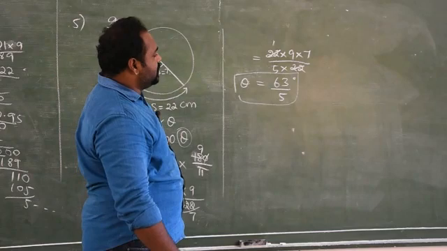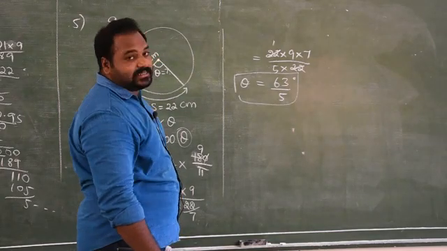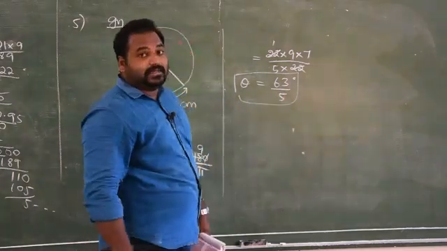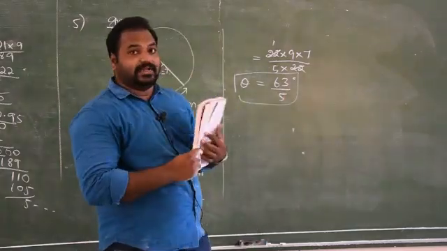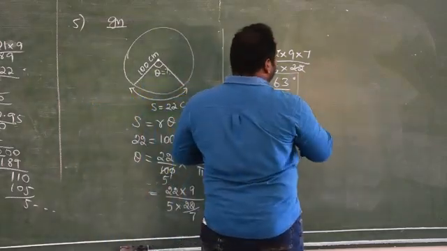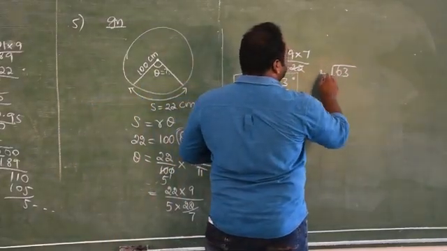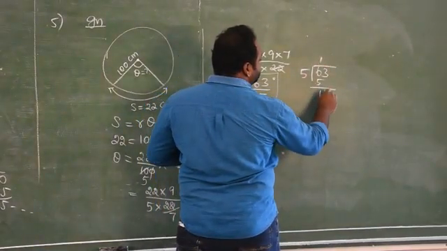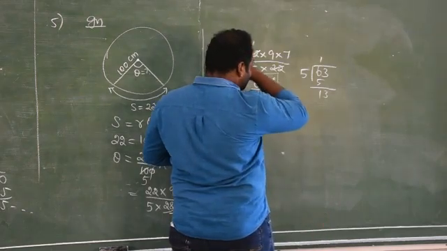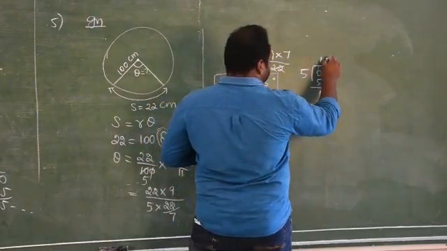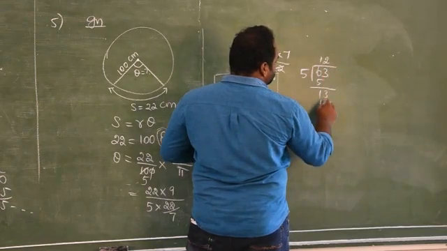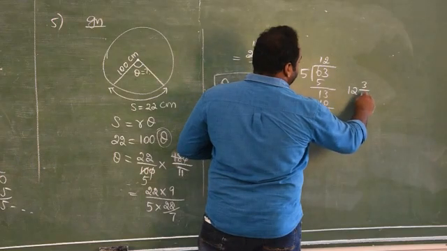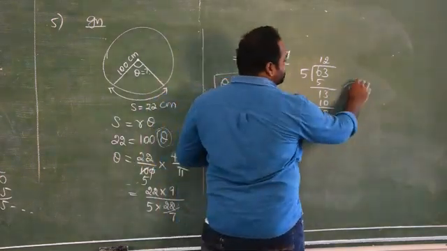So here the angle is in fraction mode. We can give it in degrees, minutes and seconds. So I am going to divide this 63 by 5. 1 time 5, remaining 1, then 13, how many times? 2 times 5 is 10, remaining 3. So this is 12 and 3 by 5 of a degree. Actually 12 is the complete degree.